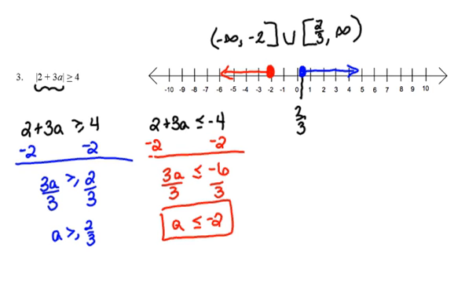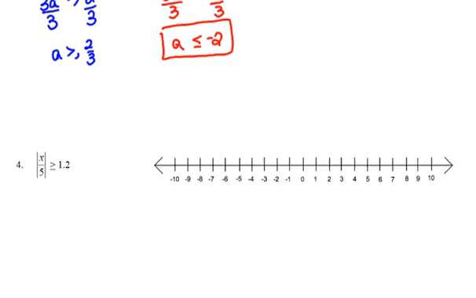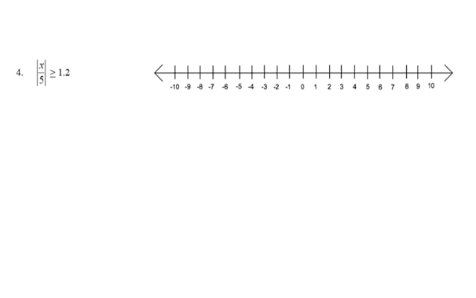Let's look down and do example number 4 together. Example number 4 is the absolute value of x divided by 5 is greater than or equal to 1.2. Since the absolute value is alone, we can go ahead and set up our two equations. X divided by 5 is greater than or equal to 1.2. And x divided by 5, switch my sign, less than or equal to -1.2.